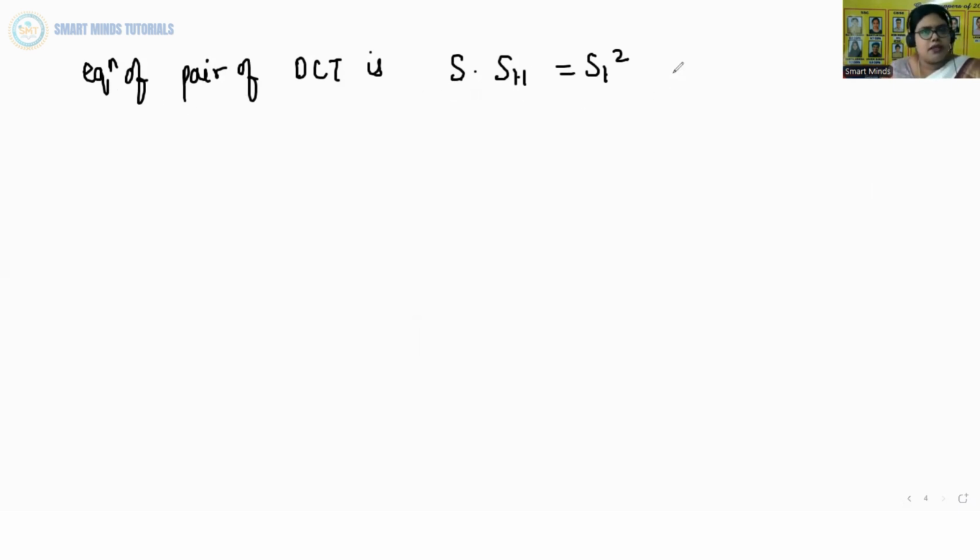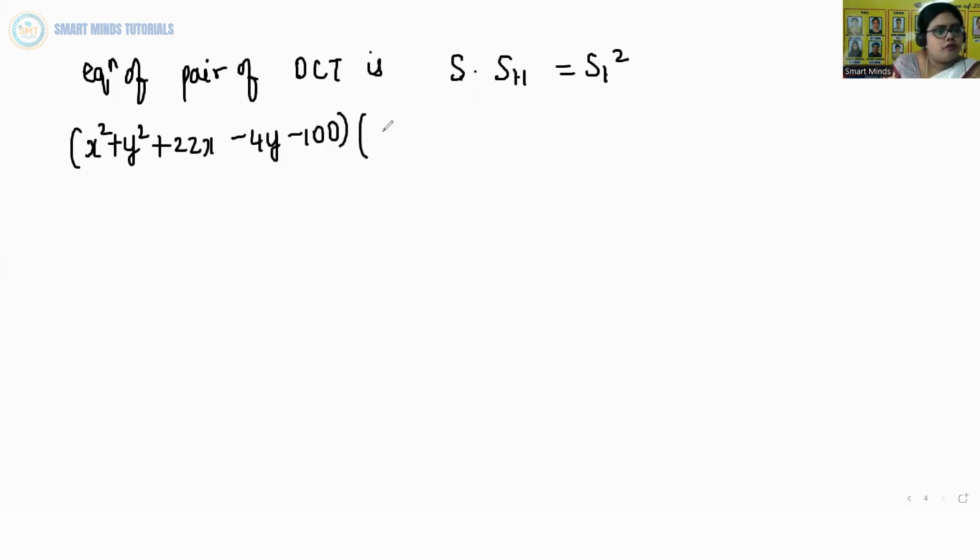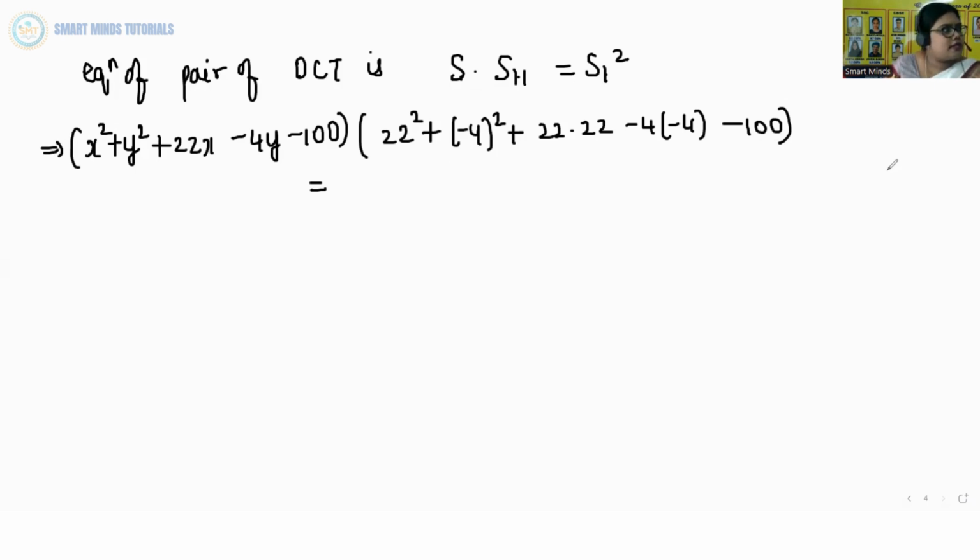So first, let's begin with this formula. In the place of S, I will write the first circle equation: x square plus y square plus 22x minus 4y minus 100, into, in the place of S11, in the same circle which I have written, I am substituting the point of contact, that is 22 comma minus 4. So we get 22 square plus minus 4 square plus 22 into 22 minus 4 into minus 4 minus 100 is equal to. From here till here it is one single step.